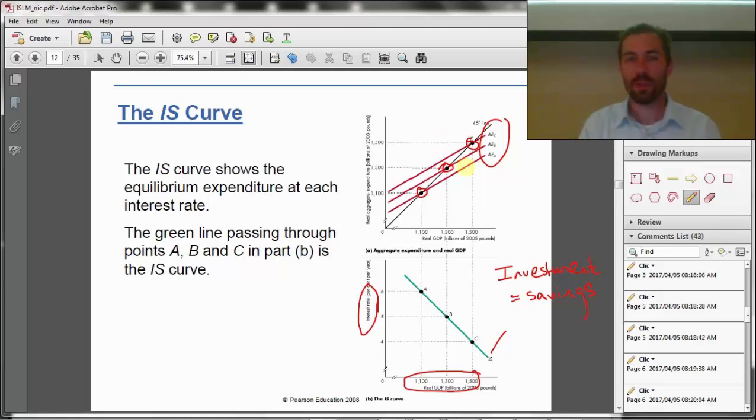Okay. So these are all points of equilibrium in our aggregate expenditure model, which means these are all points at which investment equals savings. So the IS curve is plotting all the different points in which investment equals savings. All those points, when plotted together, give us a negative relationship between the interest rate and real GDP. As the interest rate goes down, our level of output increases when we're dealing with expenditure. And that's our IS curve. And there's nothing more complicated than that for deriving the IS curve.